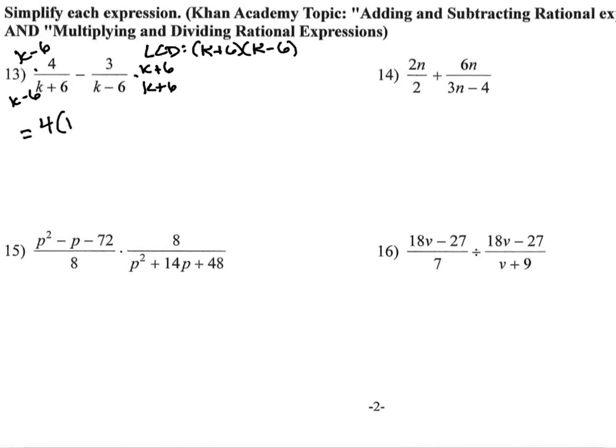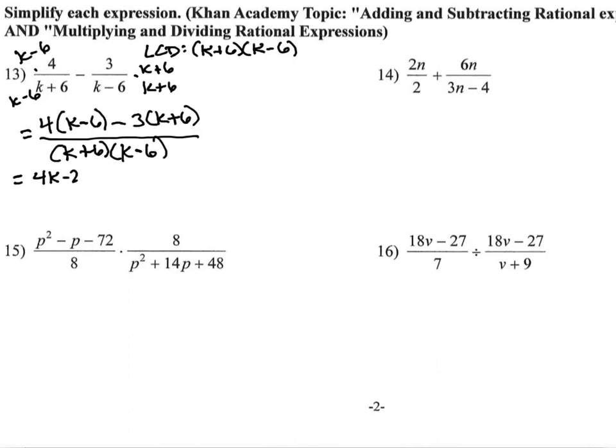So 4 times k minus 6 minus 3 times k plus 6. I'm going to do two things in one step here and write it all over the common denominator. Okay, the next step, I'm going to distribute the 4, 4k minus 24, then distribute the negative 3, minus 3k minus 18. I'm going to leave the denominator factored.